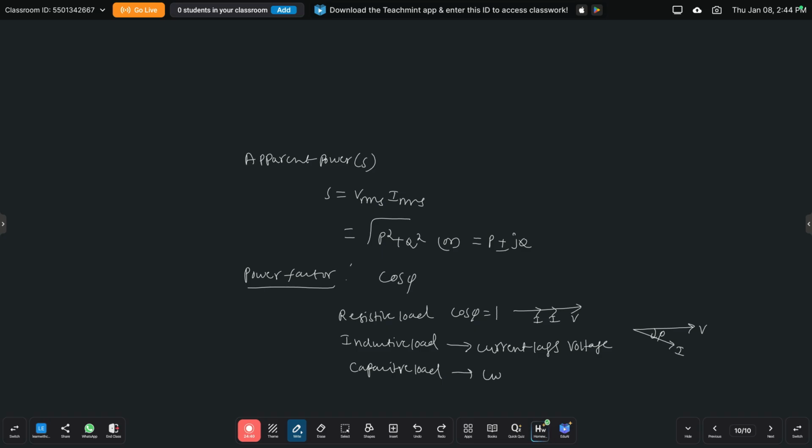Now similarly the capacitive load. In the capacitive load the current leads the voltage, right. Now if you say V is the reference, now I leads. Here I rotates in anti-clockwise direction, which means I travels before V. Right, so now you can say that I leads V.